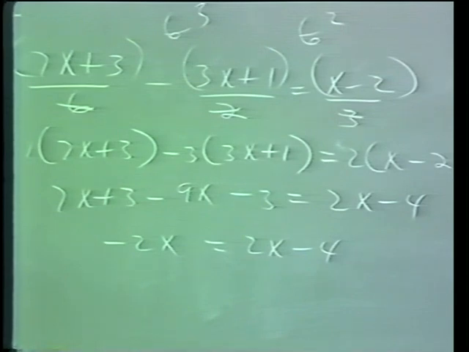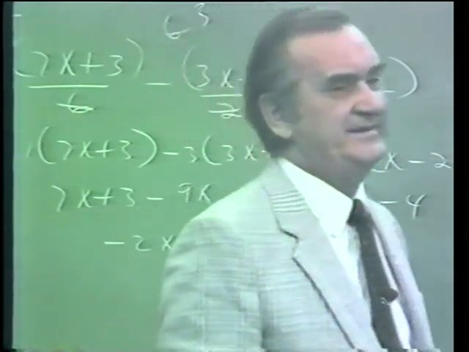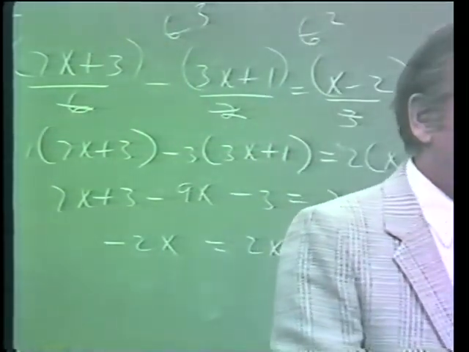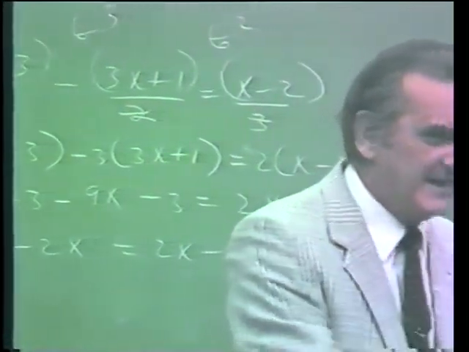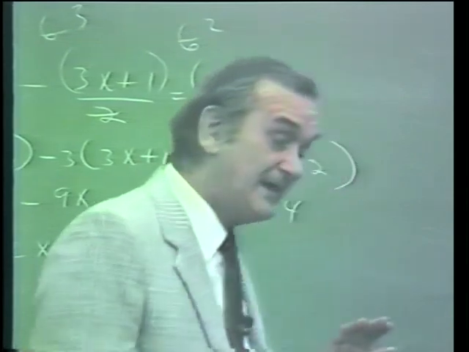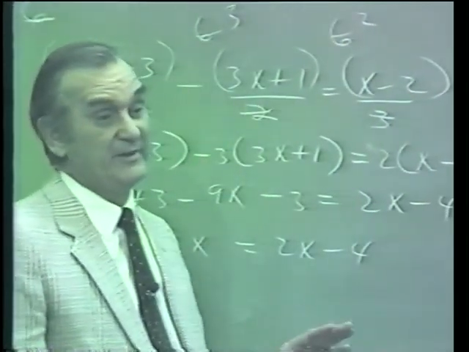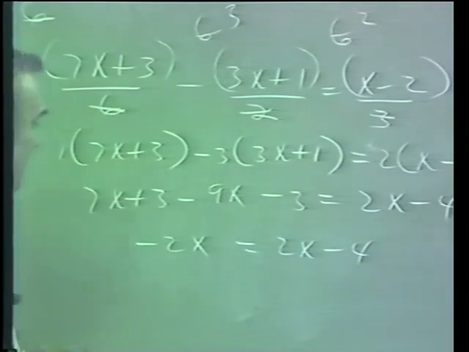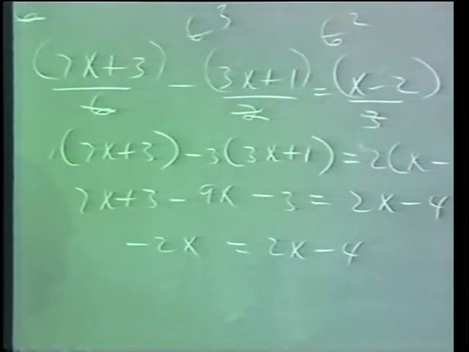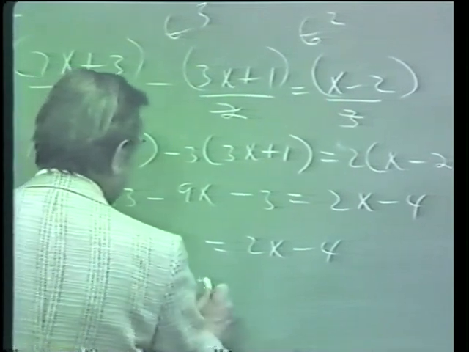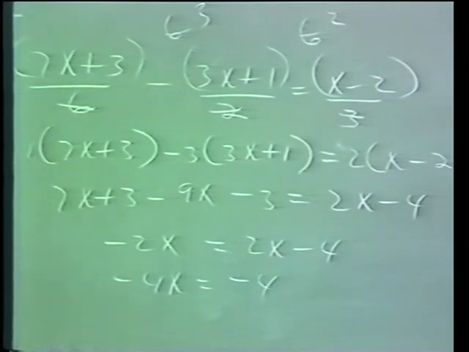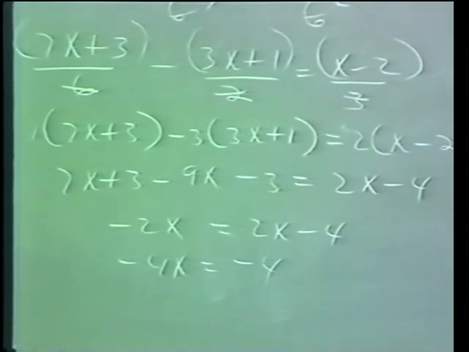Step 4. Get all the terms with the variable on one side. Well, our variable is x, so we want to get all the terms with x on one side. Now remember, it doesn't make a bit of difference as far as the answer is concerned which side you bring the x's on. But sometimes, problem-wise, it's a little easier to bring them on one side rather than the other. So here I'm going to add a negative 2x to both sides. If I do, I get negative 4x is equal to negative 4. Step 4, get all the terms with the variable on one side.